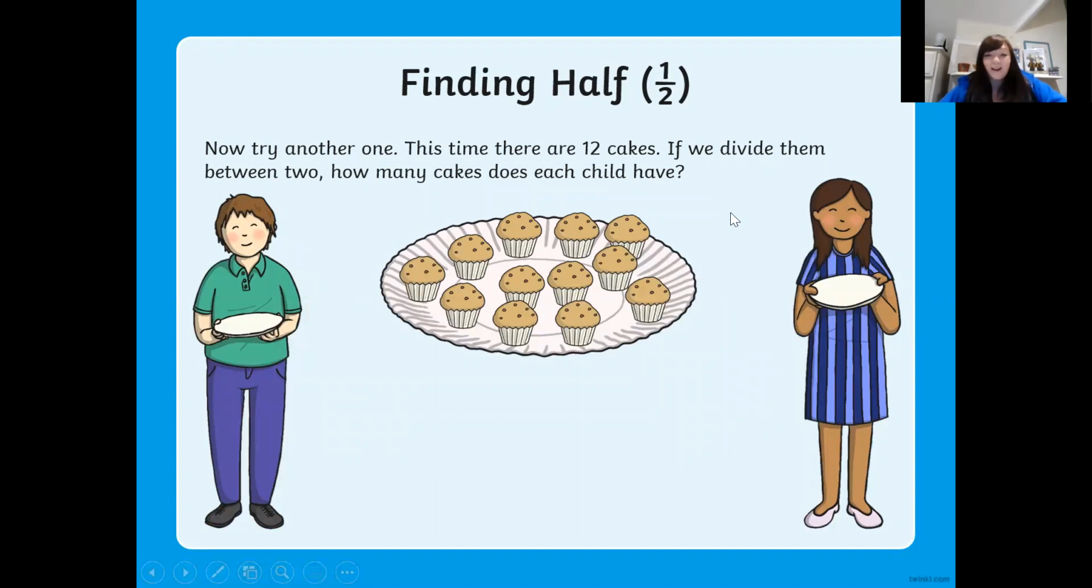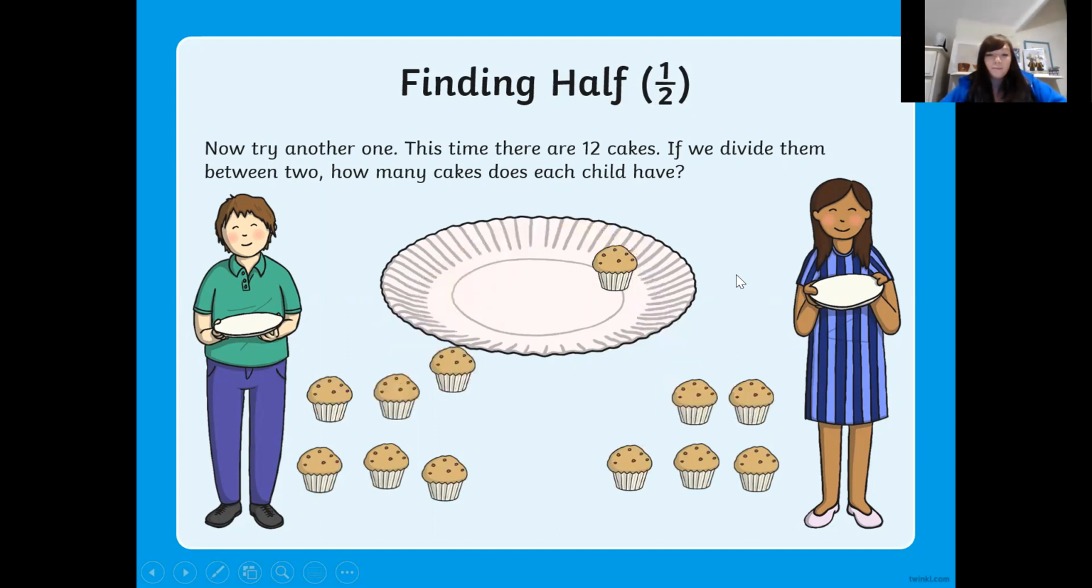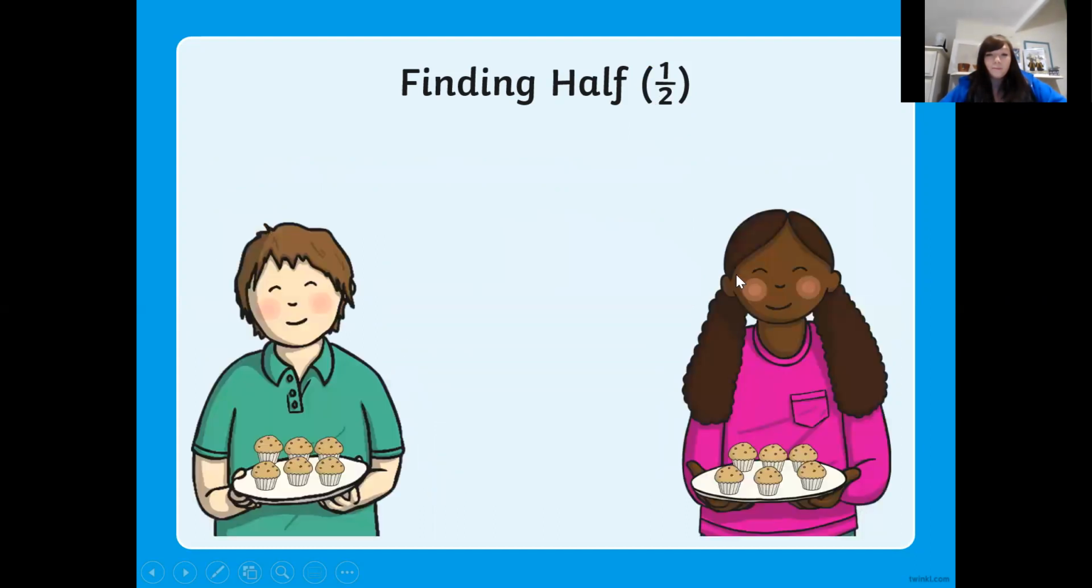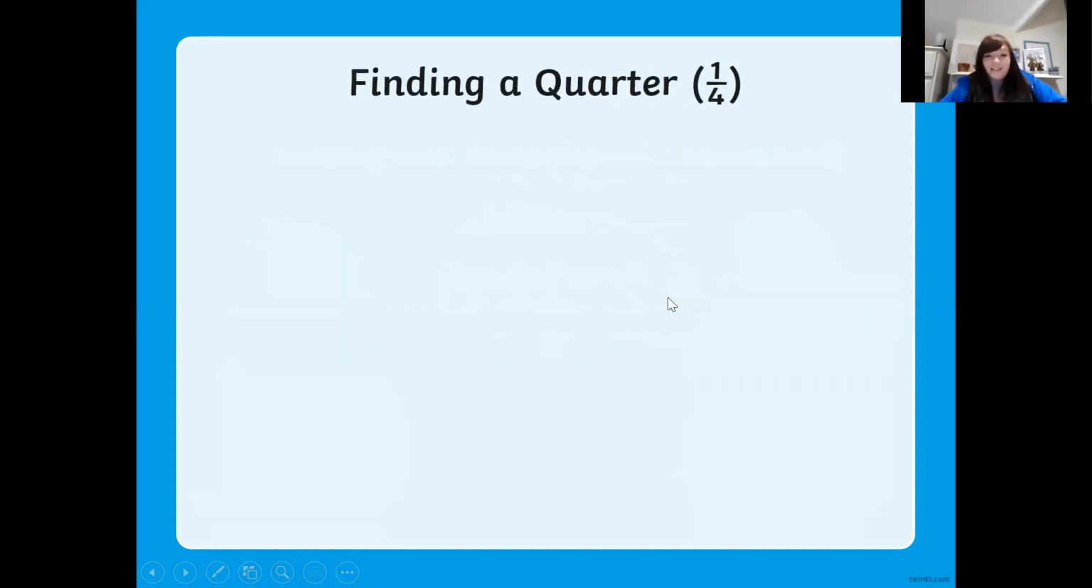Here's another one. This time there are 12 cakes and we are finding half of 12. We have to divide it by 2. So how many cakes does each child have? Each child has 6 cakes, so half of 12 is 6. Half, written as a fraction of 12, equals 6.